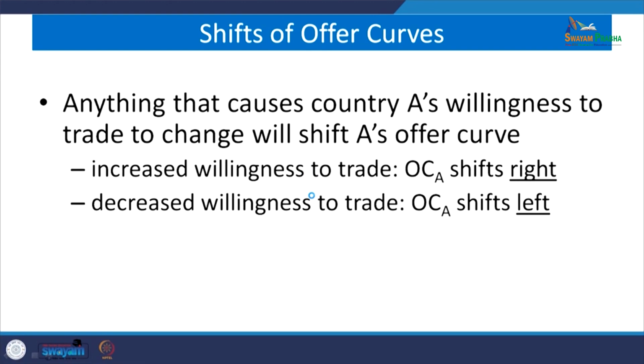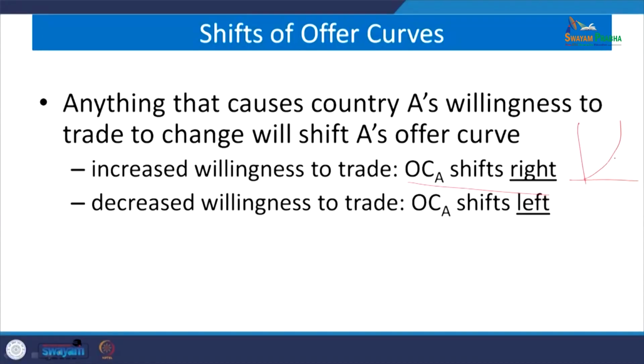So, a shift of the offer curve is defined like this: anything that causes country A's willingness to trade to change will shift the offer curve. Increased willingness to trade shifts A's offer curve towards the right. Decreased willingness to trade shifts the offer curve towards the left. If there is willingness to export more, the curve will be shifted towards the right; otherwise, it will be shifted left.